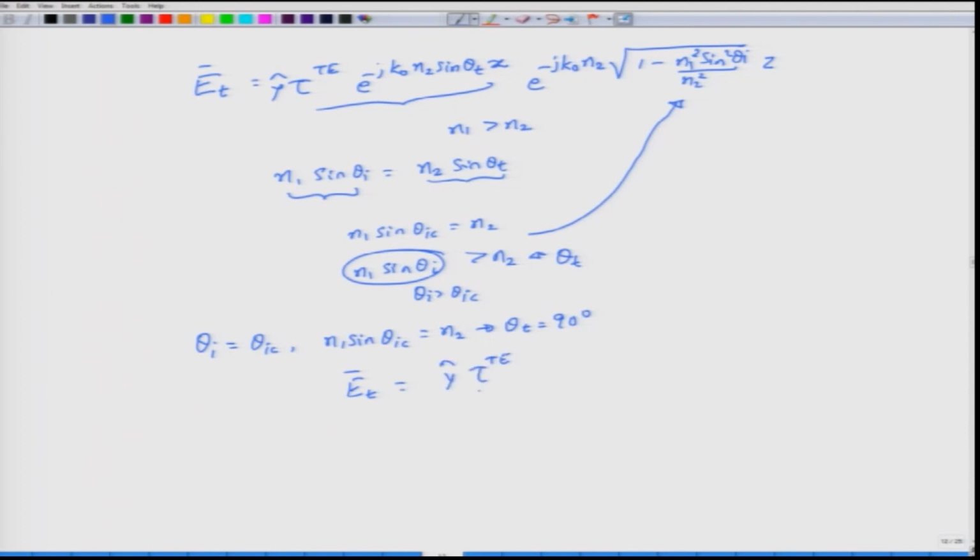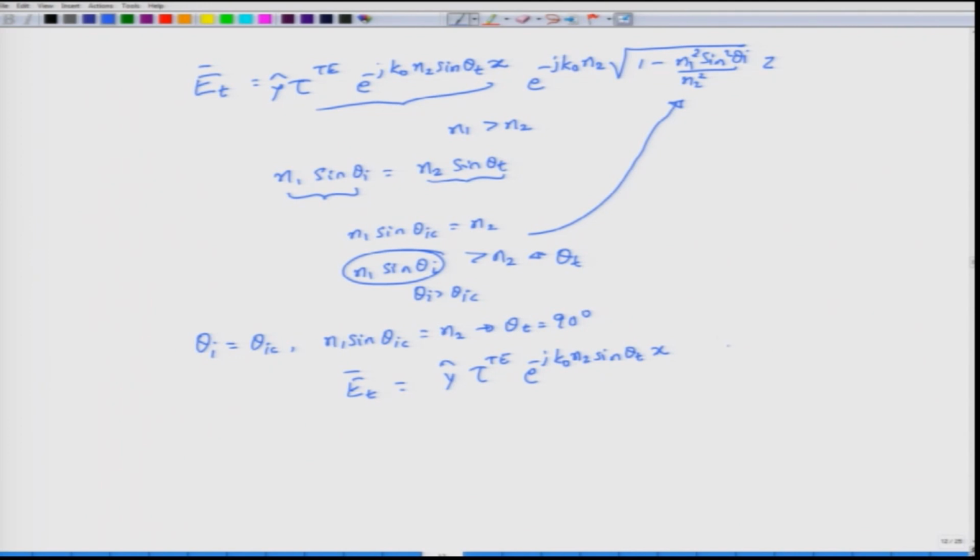We should of course also look at what happens to tau te at theta t equal to 90 degrees and theta i equal to this one. In any case, I will not do that one, I am interested more in this second part. So, this will be e power minus j k0 n2 sin theta t times x. What kind of an expression for this electric field is this?